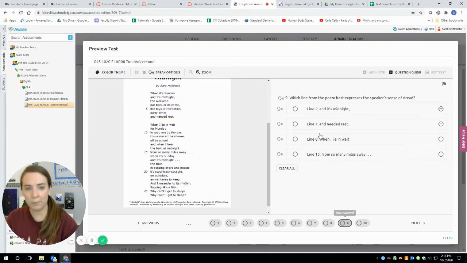Our final number is number 9. This is about the poem Midnight. It is about that feeling you get on Sundays sometimes when you wake up and you can't go back to sleep, or you can't fall asleep in the first place because you're just kind of anxious about that Monday. So it's about waiting for Monday to come. The fun of the weekend is gone, and now we're just thinking about Monday and what we're going to do, and it's hard to go to sleep.